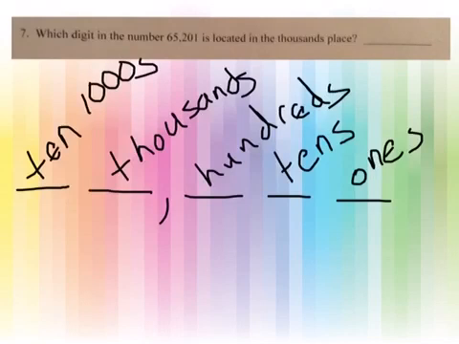Okay, so if my question says which is in the thousands place, I'm looking for the one that's right here, the one that's immediately before the comma. So if I look at this number here, I see that it's a 5. I'm going to double check in my question. It says which digit in the number 65,201 is located in the thousands place. If I'm talking a digit, it's asking me for just a single number. And in this case, the single number is just simply 5. Okay?